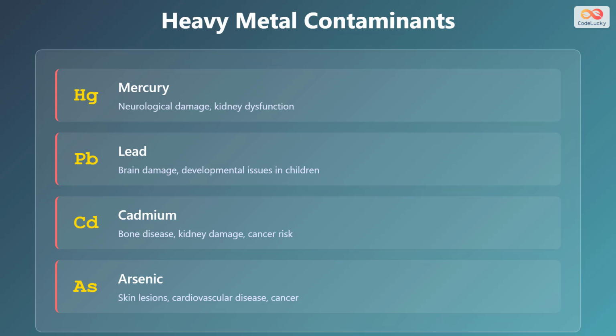Cadmium, Cd, causes bone disease and kidney damage and increases cancer risk. It's released from metal plating industries and battery manufacturing. Arsenic, symbol As, causes skin lesions, cardiovascular disease, and various cancers. It naturally occurs in some groundwater, but is also released from mining and pesticide use. These metals persist in the environment and bioaccumulate in the food chain, making them serious long-term hazards.